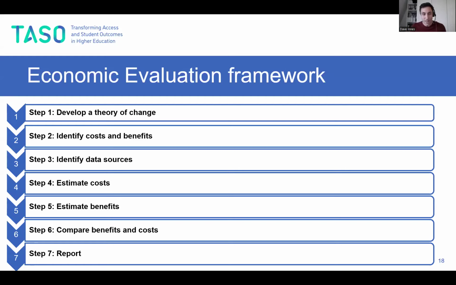So to conduct a cost benefit analysis, what you would need to do is first set out by developing a theory of change. Second, identify what the costs and benefits are. Thirdly, identify a set of data sources that will enable you to measure those costs and benefits. Step 4 is about estimating what the costs of the intervention are. Step 5 about estimating what the benefits of the intervention are. And then step 6 is about how we compare the benefits and costs directly. And then step 7 is about reporting.